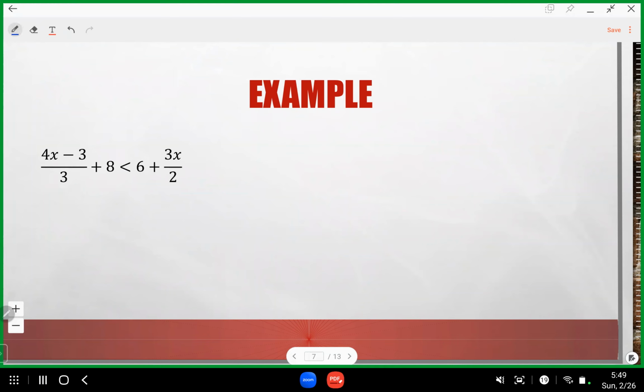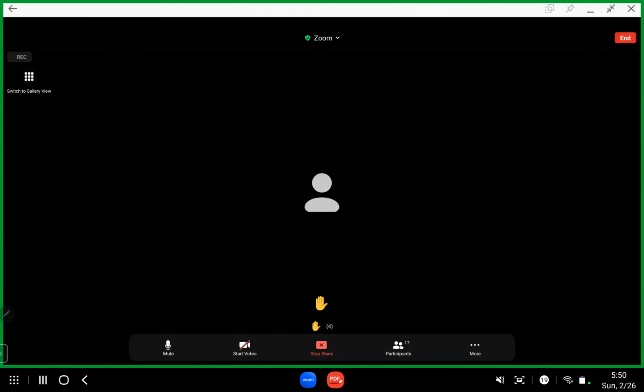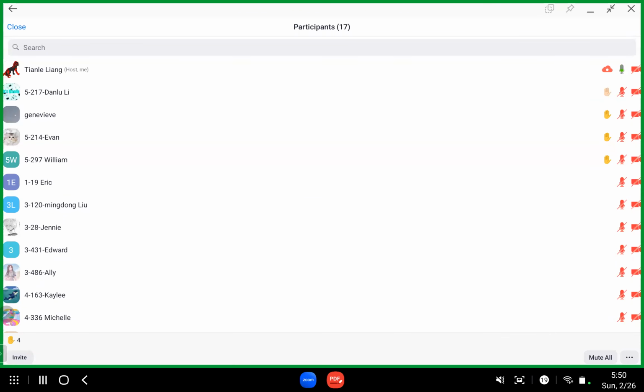So let's just try this. So who wants to volunteer for this? Who wants to solve this? This is a little bit of review because you just use inverse operations to solve this. So who wants to solve this? So you have 4 hands here. Very good. So how about, who have I not heard of yet? How about Genevieve? Genevieve, would you like to volunteer?